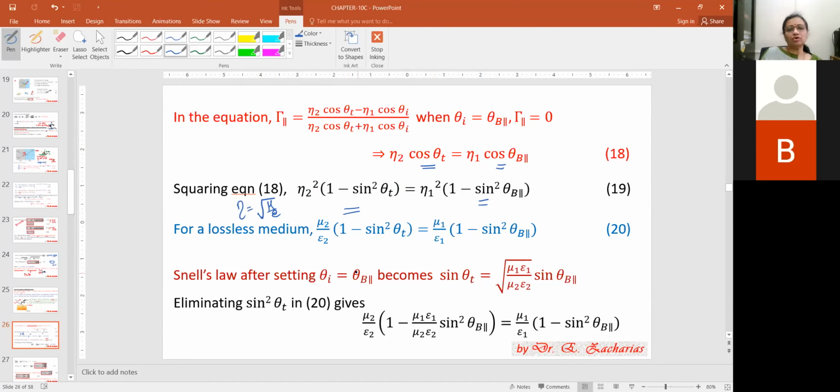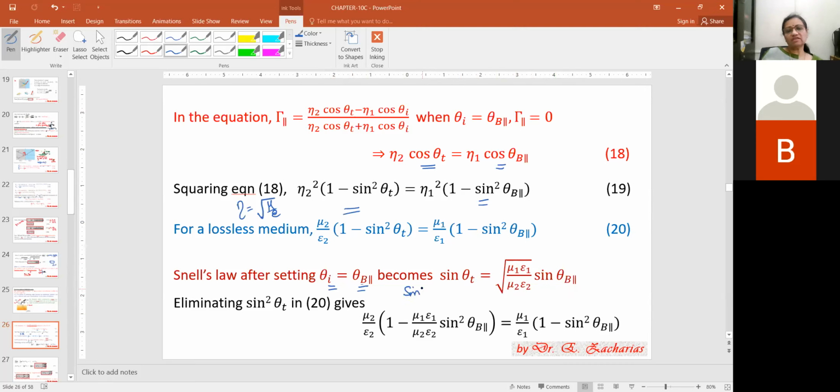Okay. Next, you use Snell's law. Instead of theta I, which you have already done, you will write theta b, and write your Snell's law. If you write your Snell's law now, what you will get is sine theta t equal to under root of mu 1 epsilon 1 by mu 2 epsilon 2 sine theta b. Nothing new here, guys. Nothing new here.